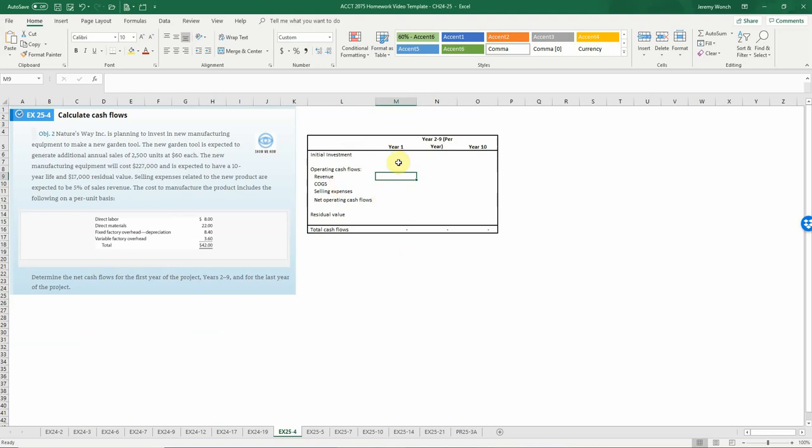So the first thing that's going to happen cash flow wise is they're going to spend $227,000 on the new equipment. Then they're going to start selling it, and we know that they're going to sell 2,500 at $60 a piece.